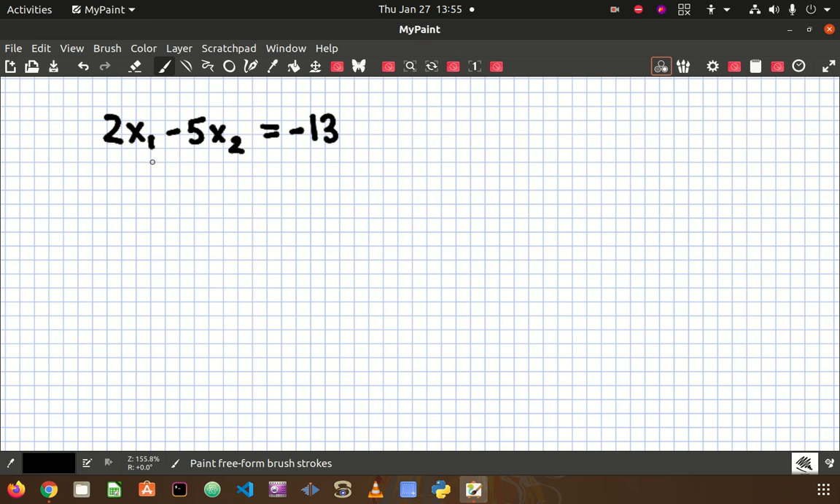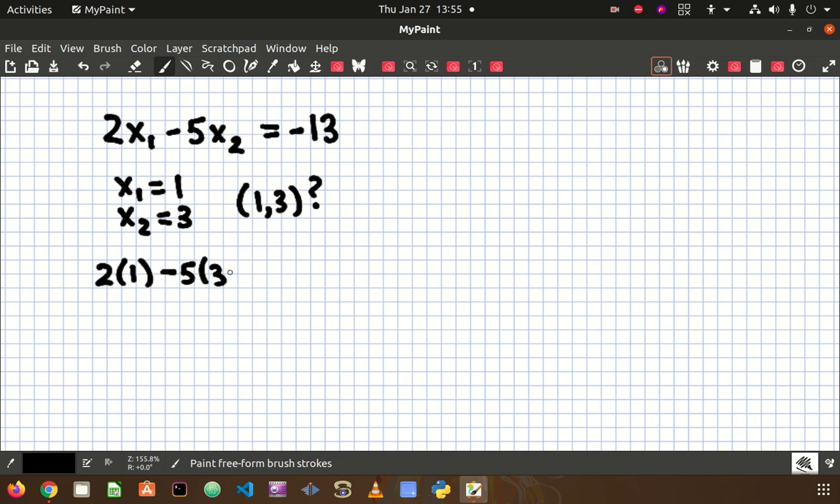Now, what if I allow x1 to be the value of 1 and x2 to be the value of 3? So now the question is, is the ordered pair 1, 3 a solution? Would this be my S1 and would this be my S2? So the way that we figure that out is we substitute. So we have 2 times the number 1 minus 5 times the number 3 equals negative 13, and we're going to put a question mark above it.